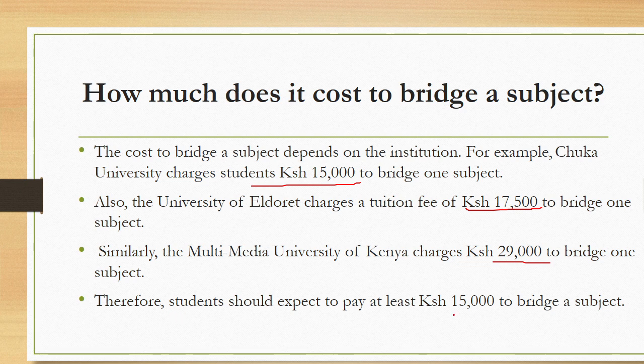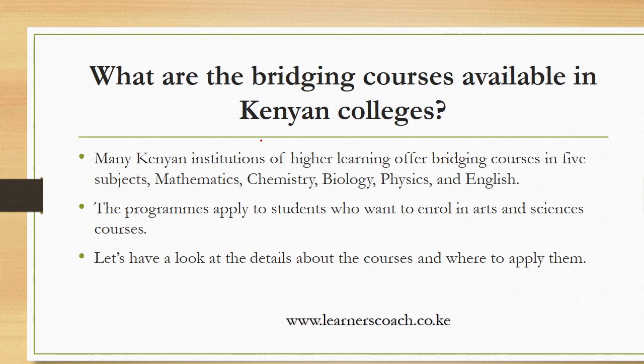So what should you prepare for? I'll recommend that you prepare between 15 to 20,000 Kenya shillings. In most institutions, they'll offer this particular bridging certificate at that mentioned cost. So you can visit any institution around you that offers the bridging and ensure that you check the cost.